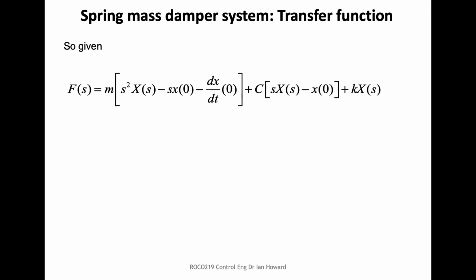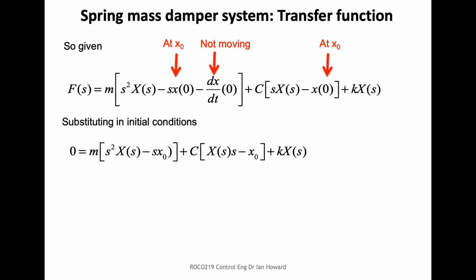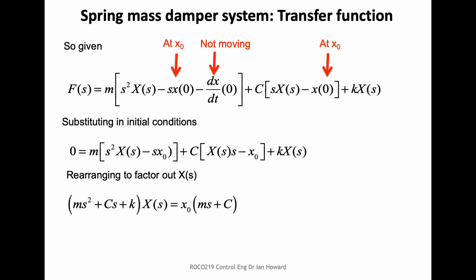So, given our equation, we can stick in the x of 0, stick in the dx dt, and get rid of the F of s as well, because that's going to be 0. So we've stuck in the x of 0 as the initial displacement. We just have to rearrange to factorise out X of s. And what we see now is that X of s can be written as x0 times (ms plus c) divided by (ms squared plus cs plus k).